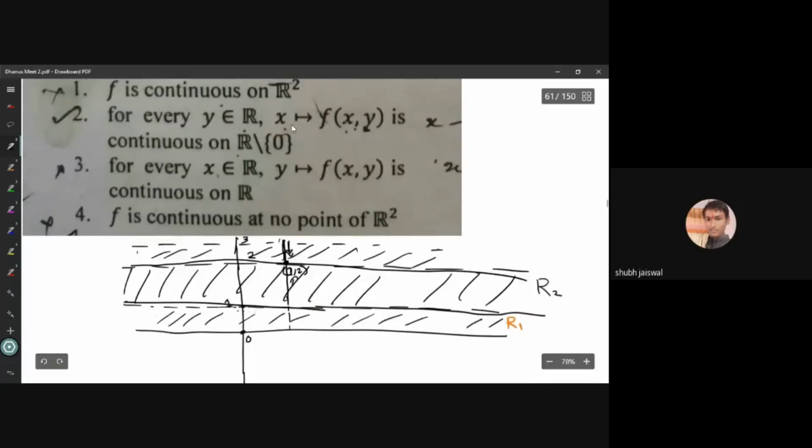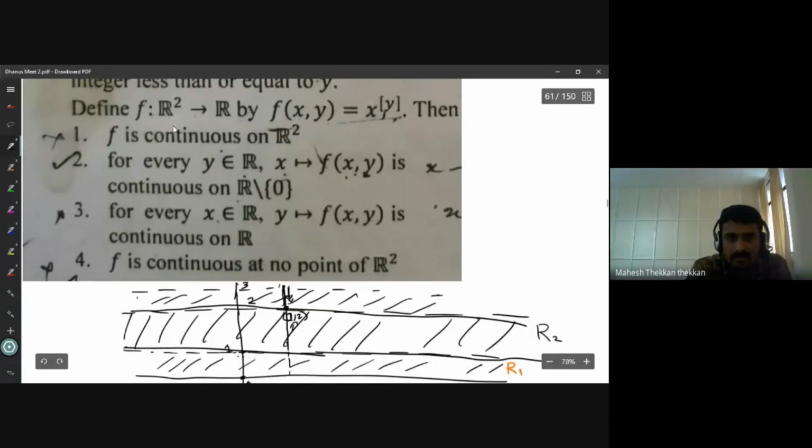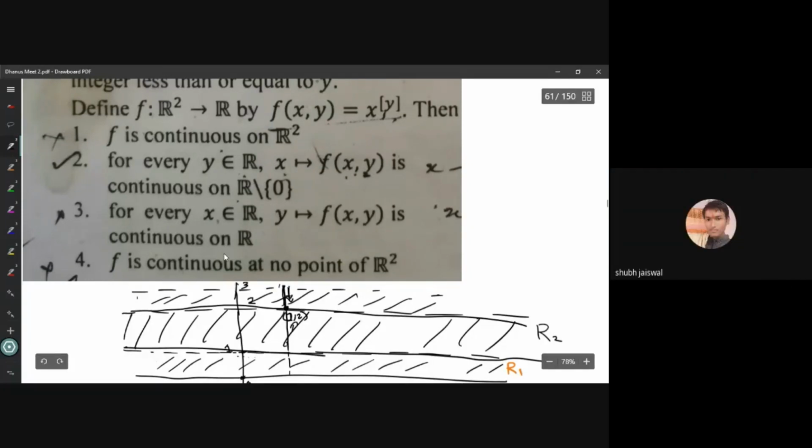Yes, correct. So the given statement that f is continuous on R2 is not correct. There are points at which f is not continuous. Correct? Is that okay?